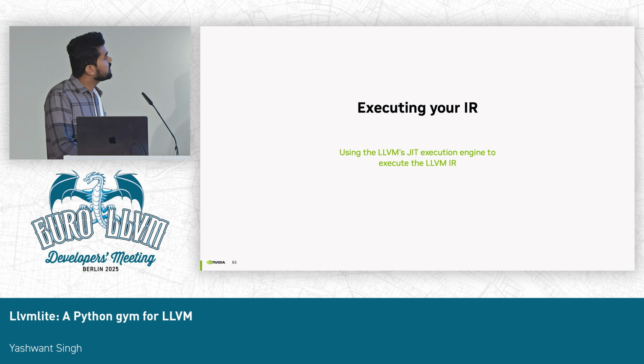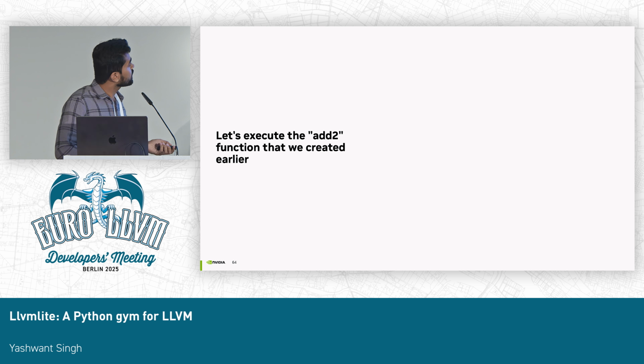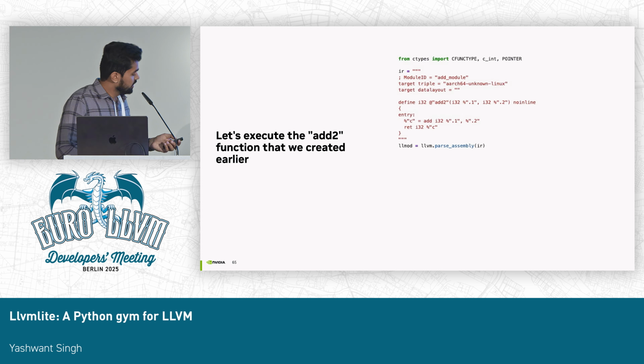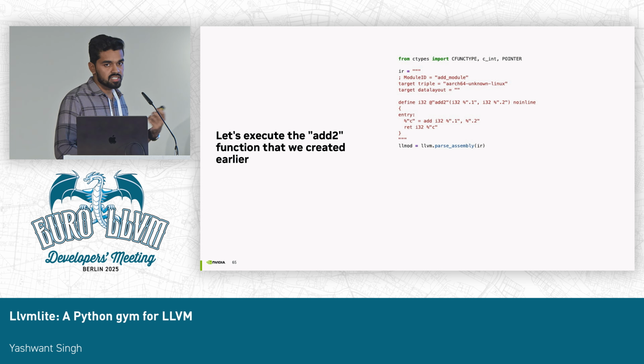Okay, coming to the last part, executing your IR. So let's try to execute the add2 function that we created in the very first slide. Instead of using the module object we created earlier, I'm going to create a fresh module object from a Python string, just to keep the slides contained and for simplicity purposes. We could have reused the same module object, but I'm creating a new module object from this Python string. I'll parse it into an LLVM module.